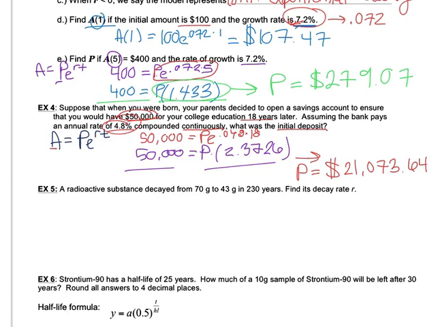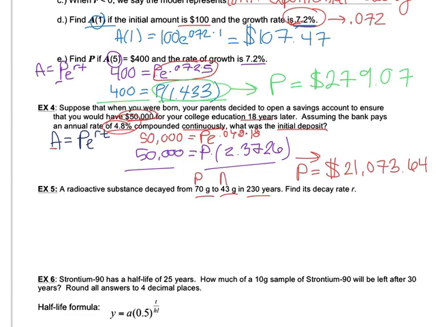All right. So the next one here, a radioactive substance decayed from 70 grams to 43 grams in 230 years. So that means if it decayed from 70, that's my initial amount.